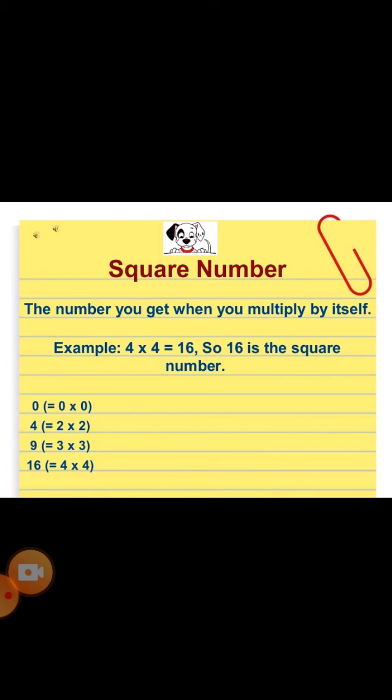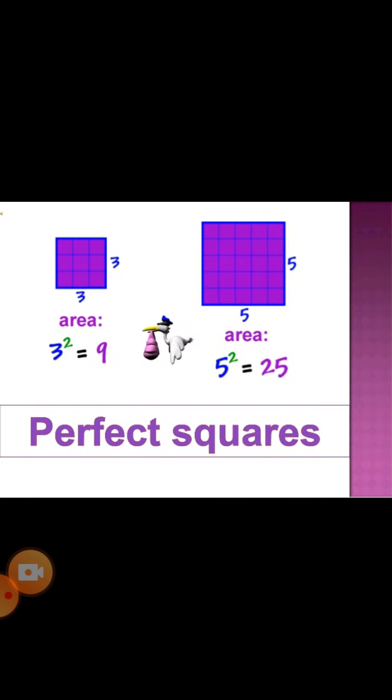Here we have some other examples. For example, 0 multiplied by 0 is equal to 0. 2 multiplied by 2 is equal to 4. 3 multiplied by 3 is equal to 9. 4 multiplied by 4 is equal to 16. So in this example, 0, 4, 9 and 16 are square numbers.